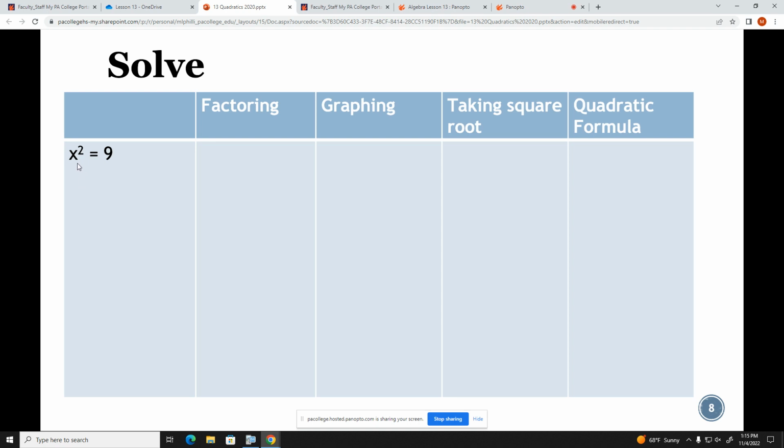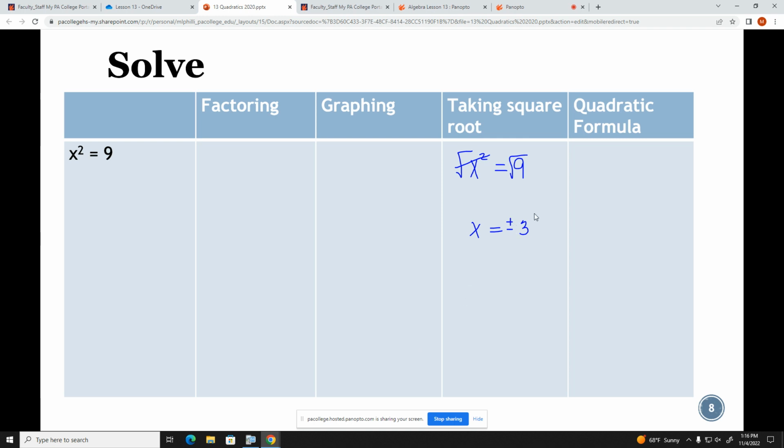So when I look at this problem, I see that it has x squared. I know that the opposite of x squared is square root. So I can take the square root on both sides. And square root and squared cancel, so I have x equals. I know that the square root of 9 is 3. However, I also know that quadratics are supposed to give me two answers, and so I do need to insert a plus or minus.